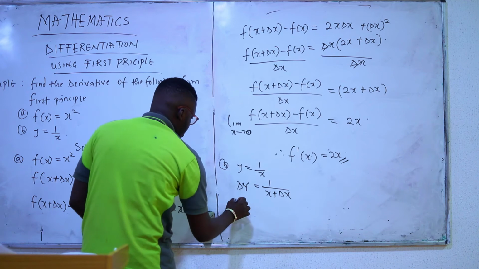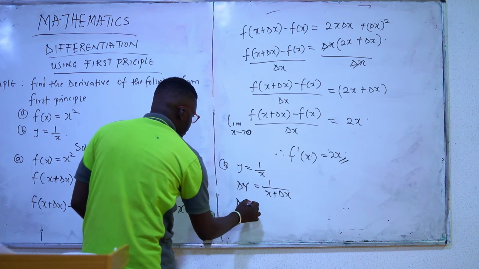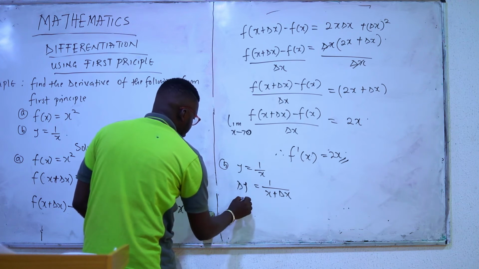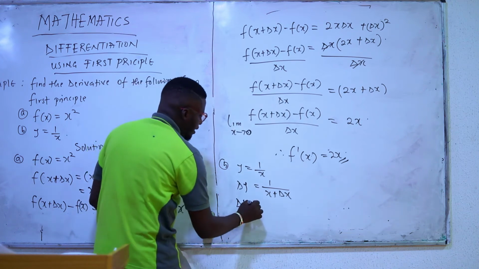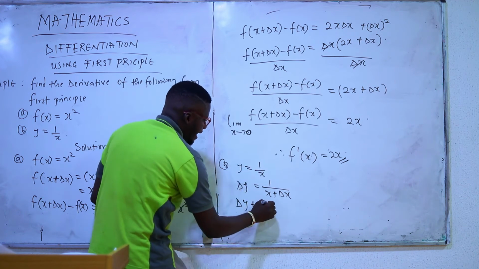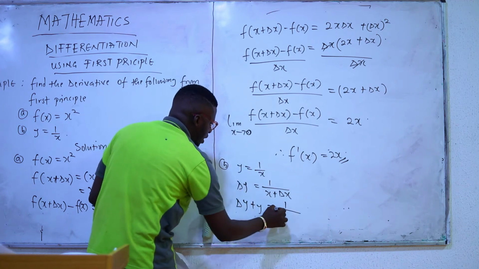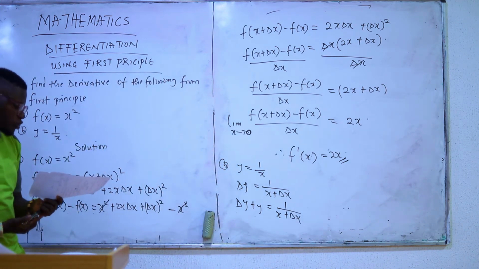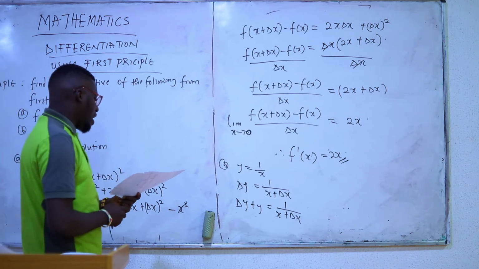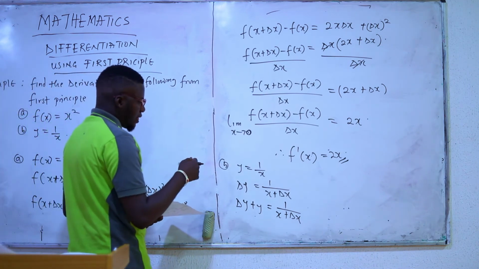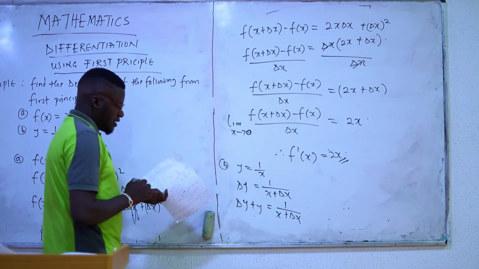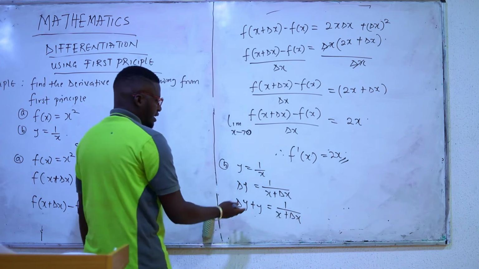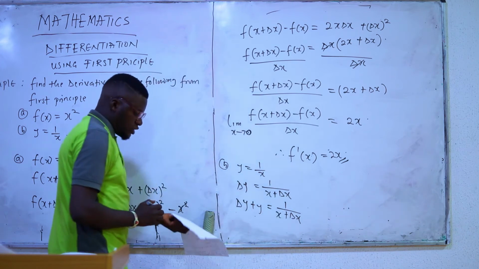So all I need to do here is to say my change in y, or using small y is preferable. My change in y plus my y here, I'm going to have it to be equal to 1 over x plus change in x. So my change in y plus y, I'm going to have it to be 1 divided by x plus change in x. So all I need to do is making change in y subject of the formula.